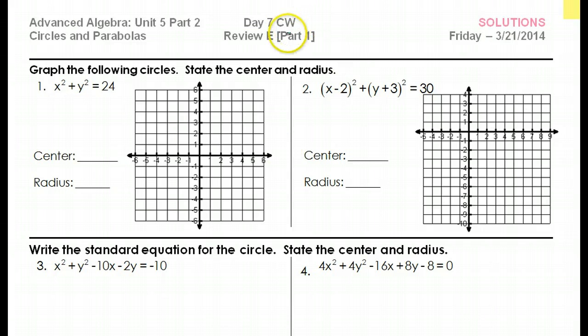This lesson is part one of a review on circles and parabolas. Check out part two in another video.